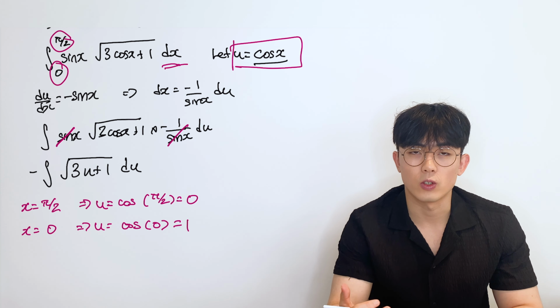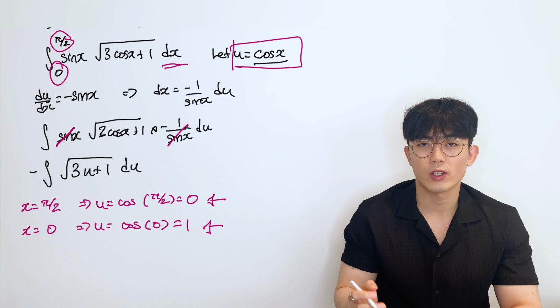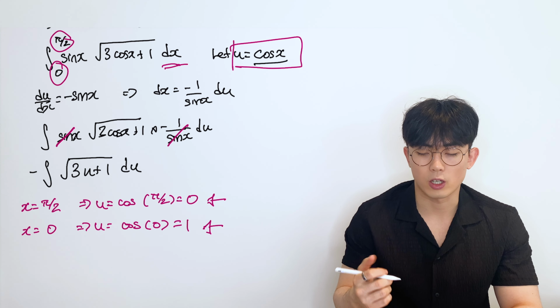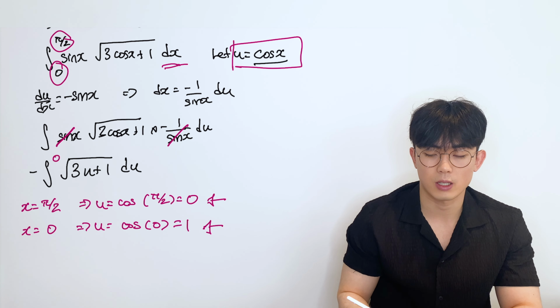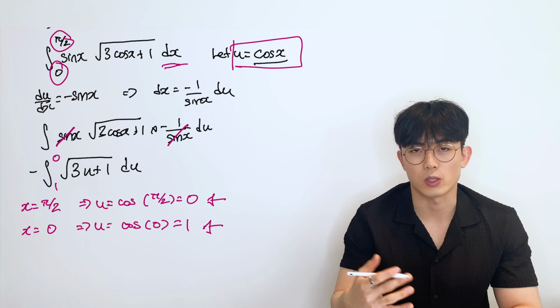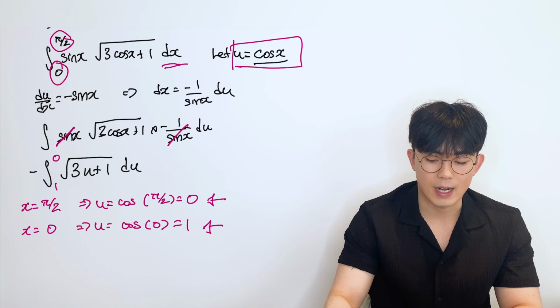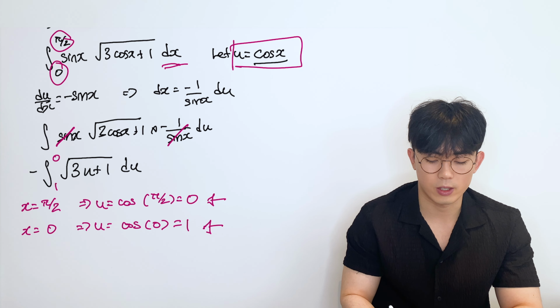Now, even though the upper limit is smaller than the lower limit, you can't switch the positions around. You have to keep the upper limit as the upper limit and the lower as the lower limit, like this. Make sure you don't switch them around just because one's bigger than the other. Right, now we've done this, we found it all in terms of u. Now we just have to integrate it.